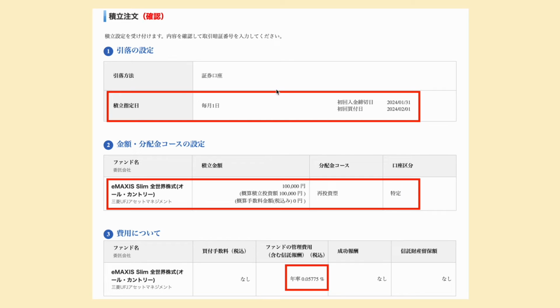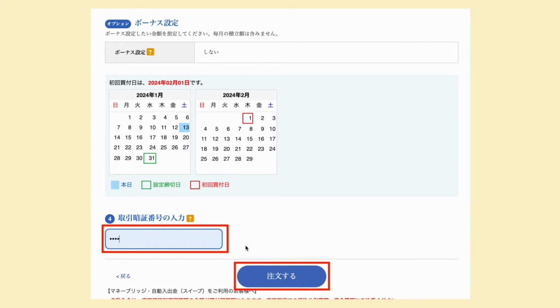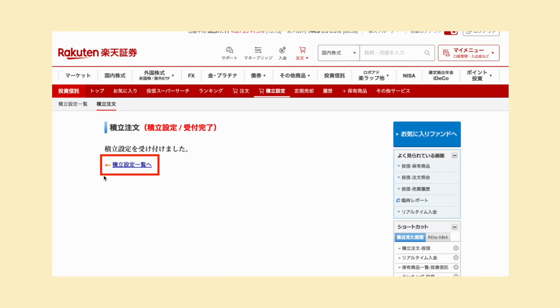So make sure that everything is right. And the next step is to input your password and then hit this order button. Congratulations! You have just set up your regular purchase on your NISA account through Rakuten Securities.